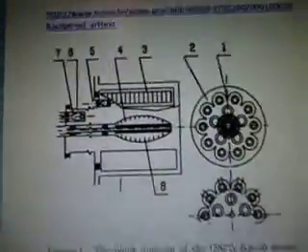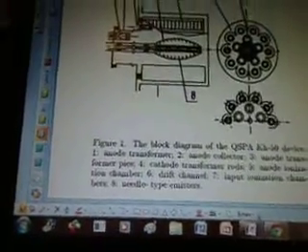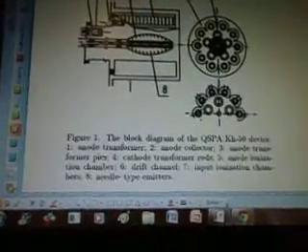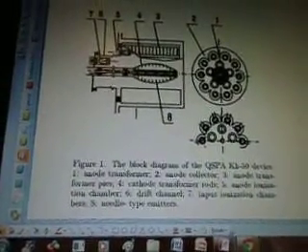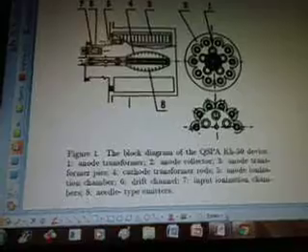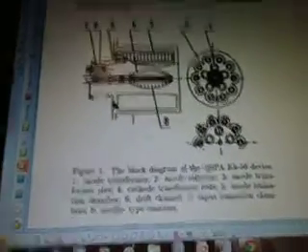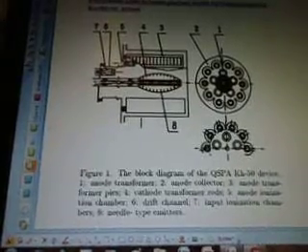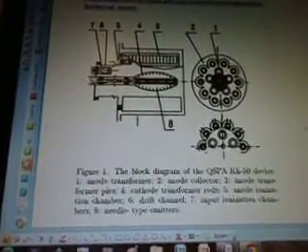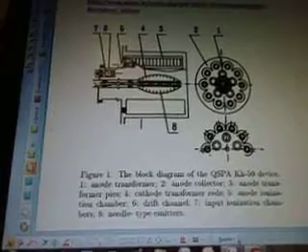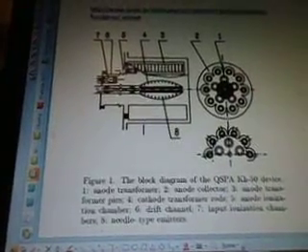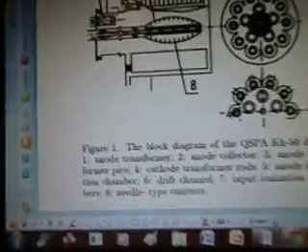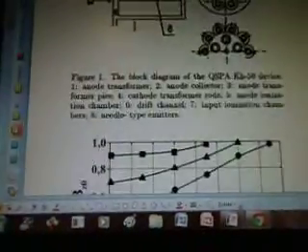There's their diagram. And this is a block diagram of the QSPA KH50 device. Number one is the anode transformer. Number two is the anode collector. Number three is the anode transformer pies. Four is the cathode transformer rods. Five is the anode ionization chamber. And six is the drift channel. Seven is the input ionization chambers. Eight is the needle type emitters. Okay, there's all the little words there.